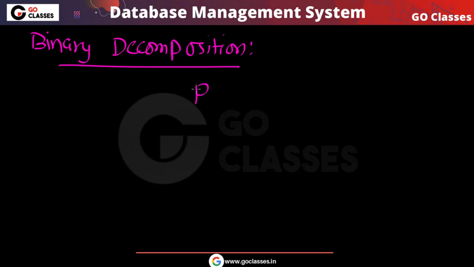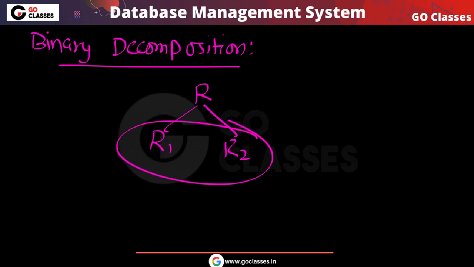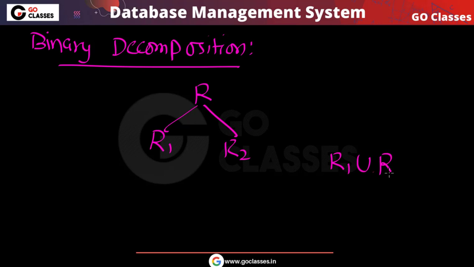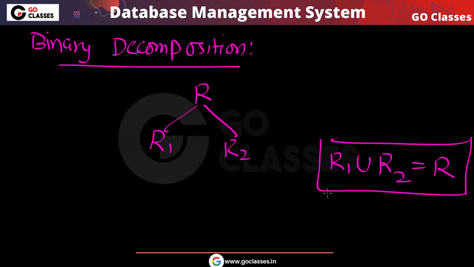So binary decomposition means you are dividing a relation R into two sub-relations R1 and R2, such that all the attributes are preserved. If you take the union of the attributes of R1 and R2, then you will get the attributes of R. This is mandatory in any decomposition, and it implies that this is a valid decomposition.